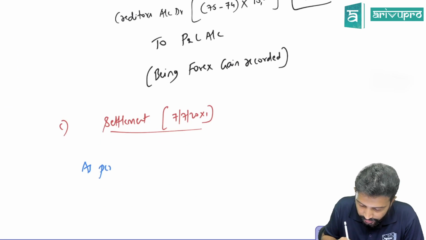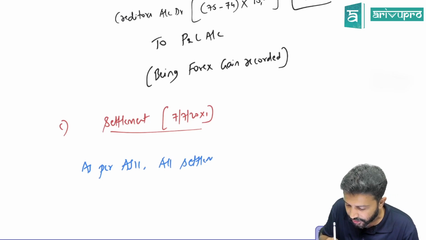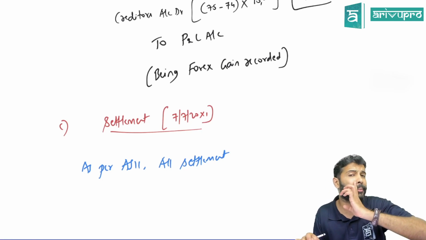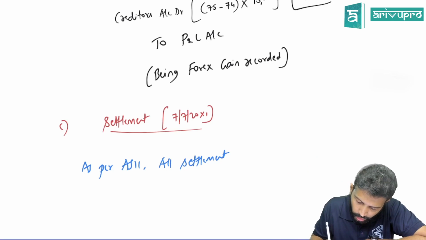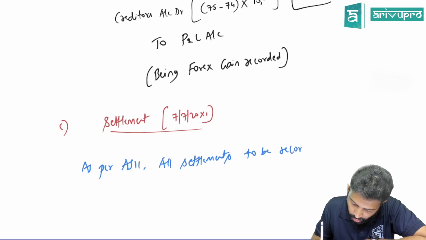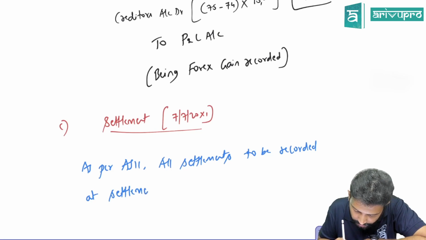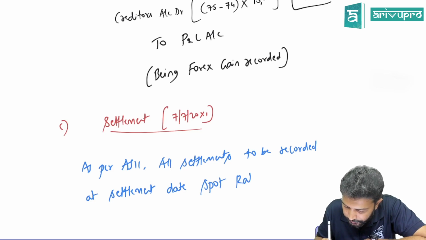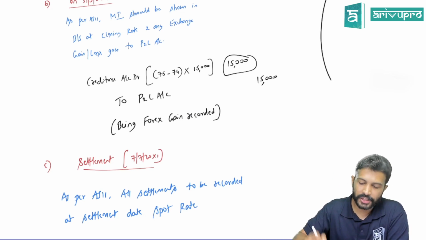As per AS11, all settlement transactions, doesn't matter whether monetary or non-monetary, will be recorded at the settlement date spot rate. All settlements to be recorded at settlement date rate, or you can write settlement date spot rate. Fine. Okay. On the settlement date, check.